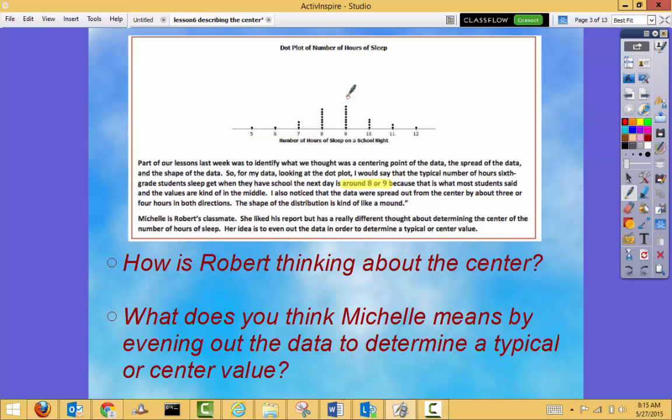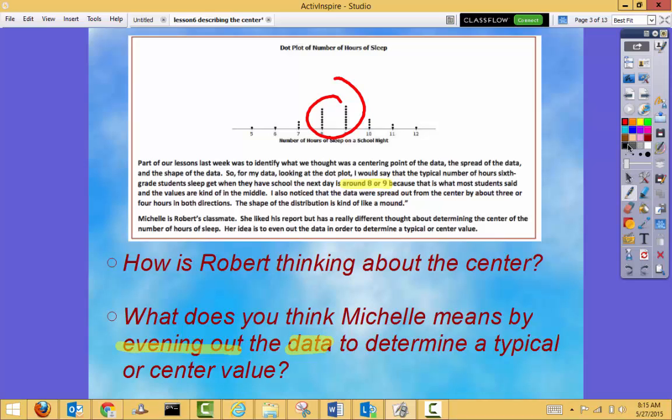However, we have another person called Michelle who's thinking about it a different way. What she wants to do is this. Michelle is Robert's classmate. She liked his report, but has a really different thought about determining the center of the number of hours of sleep. Her idea is to even out the data in order to determine a typical or center value. So what we're asking is, what do we mean by she wants to even out the data?